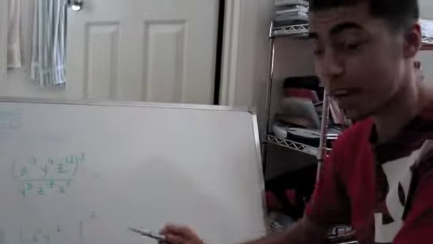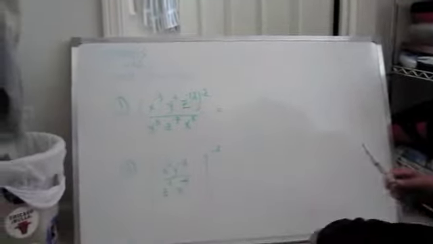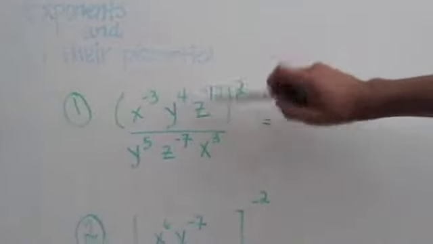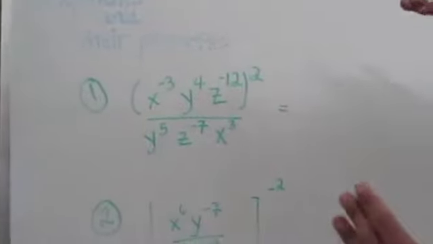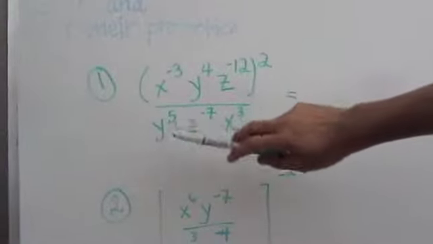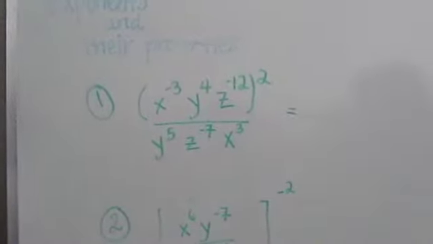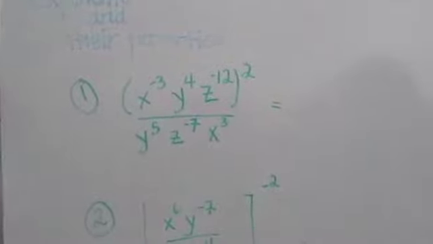Okay, to get a handle on these concepts, we're going to do some practice problems. Now, this one we'll start out with x to the negative 3, y to the 4, z to the negative 12, all raised to the second power, over y to the 5th, z to the negative 7, x to the 3rd. Now to solve this, there are many different approaches you can take.